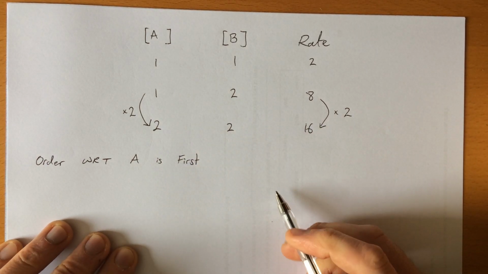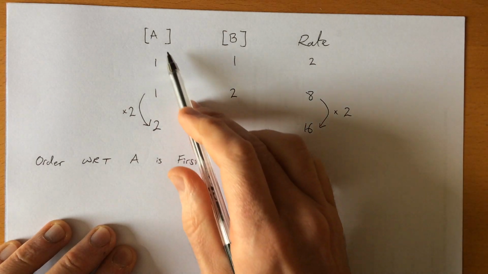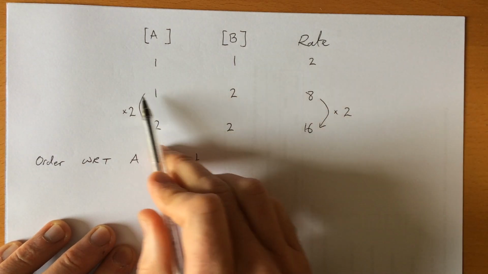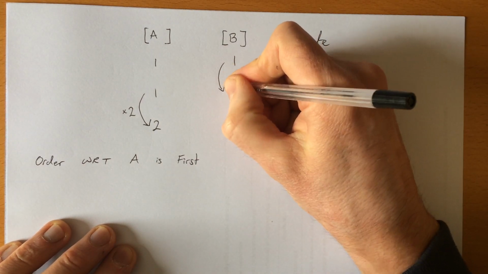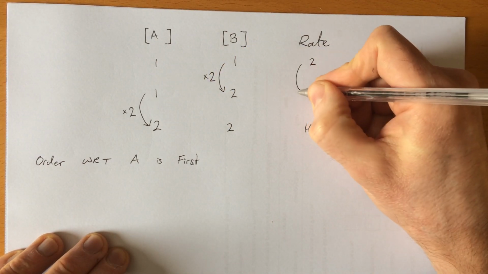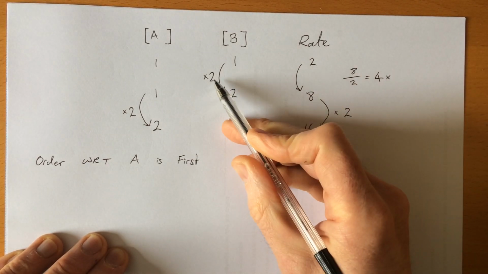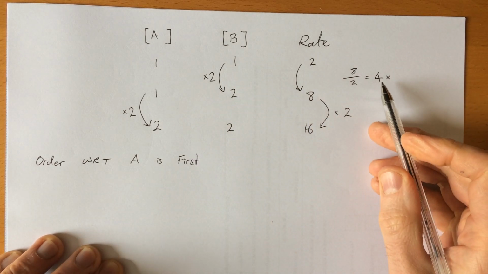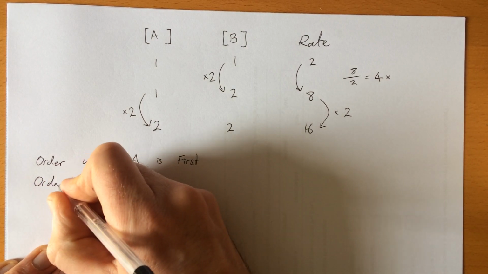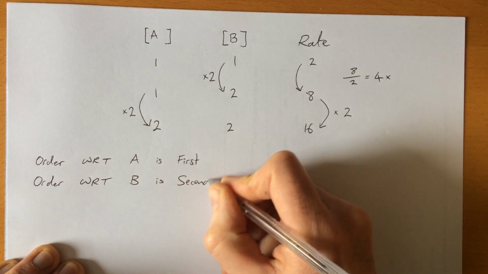And let's deal with B. Again, we look for where the concentration of B has increased whilst everything else stays the same, while the concentration of A stays the same here between these two experiments, and B increases by a factor of 2, and we can see that the rate has increased by a factor of 8 over 2, which is 4. So B has increased by a factor of 2, the rate has quadrupled, so the order with respect to B is second order.